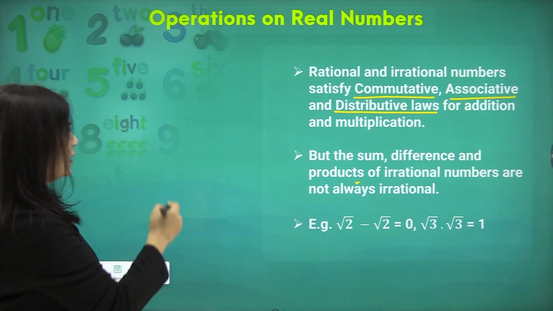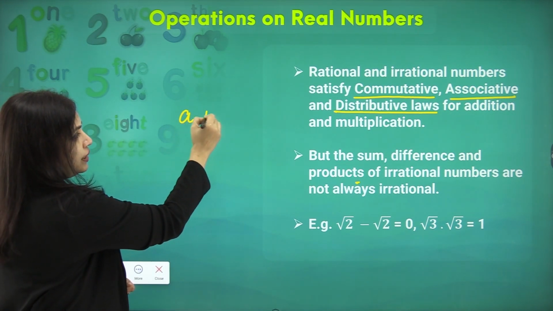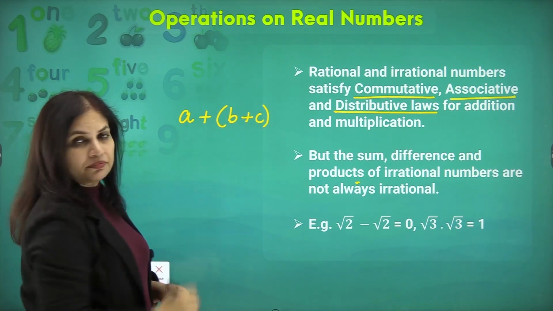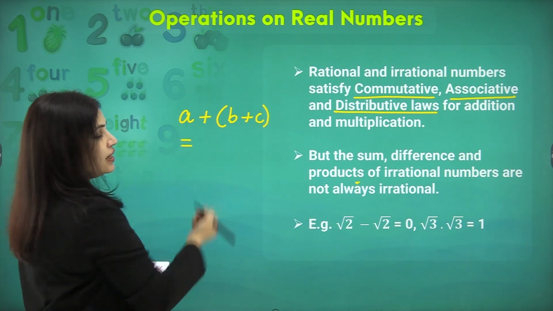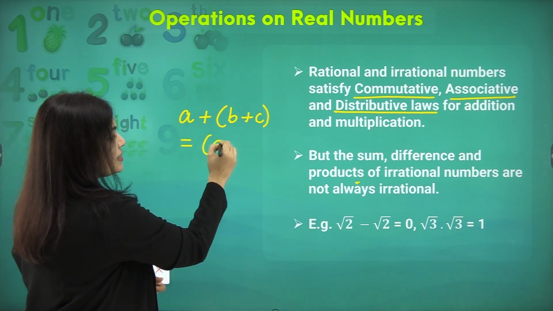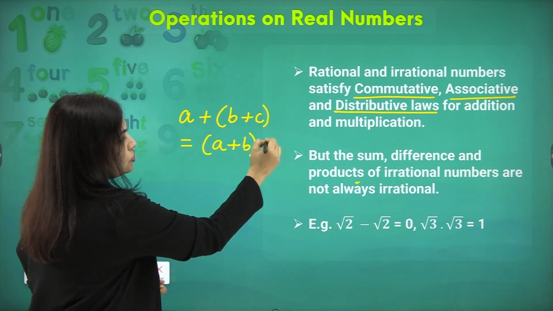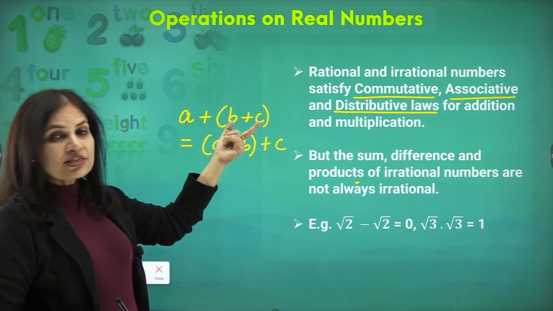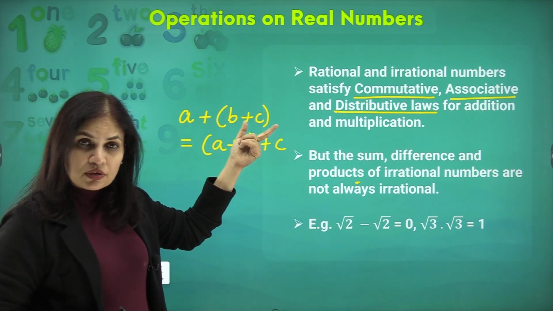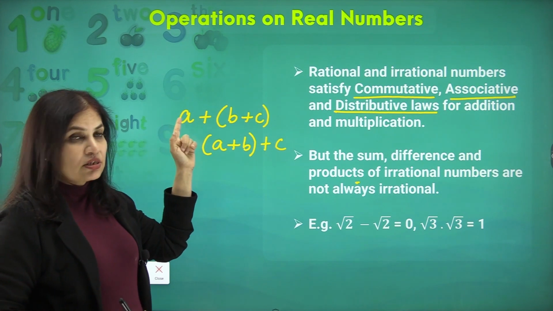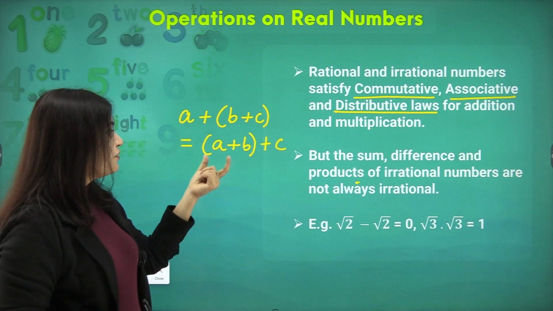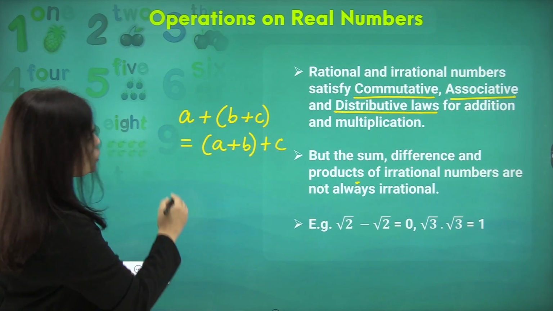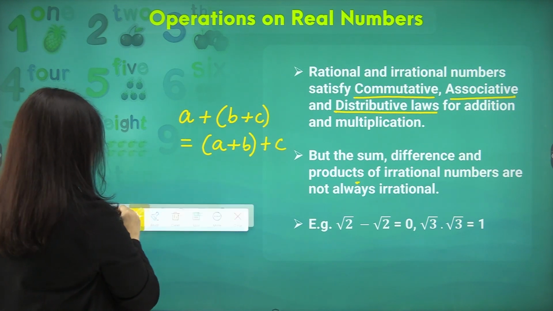Associative property: if I add a rational number A to a sum of rational numbers B and C, it will give me the same result as adding the sum of the first two rational numbers to the third one. What have I done? I have first added the last two and added the sum to the first. It will give me the same result if I take the sum of the first two and add it to the third. This holds true for multiplication also.